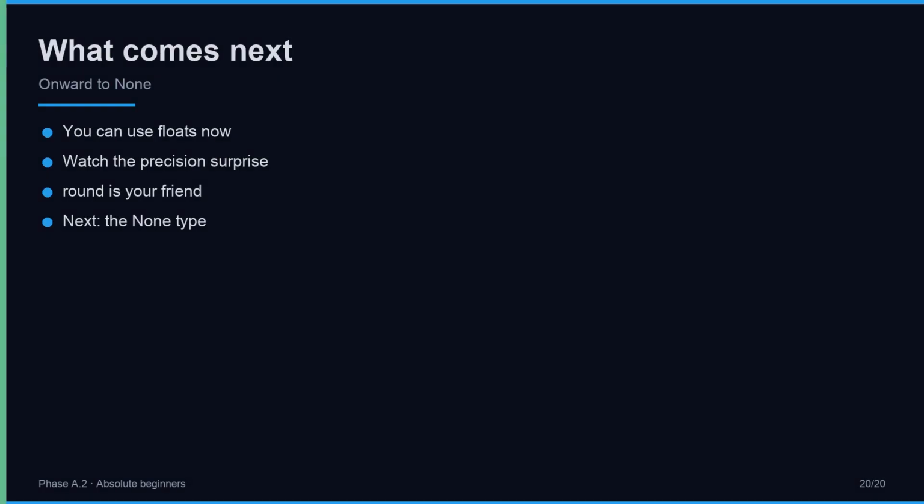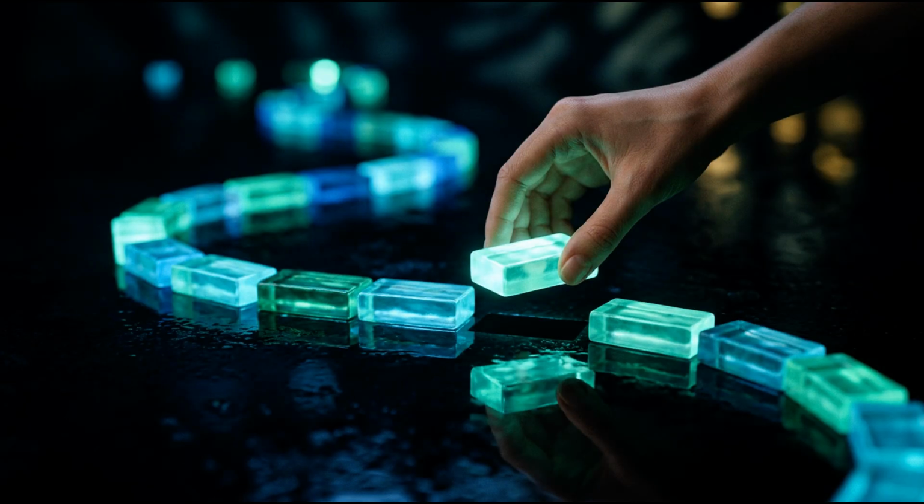Where does this leave us? You now know how to use floats in arithmetic, you understand why a tiny error can hide inside them, and you have round and int and float to keep values tidy. The next lesson changes direction entirely. We meet a value that is not a number at all, but the absence of a value, called none. Take a breath. You just finished the numeric types, and that is a real milestone in learning Python. Onward to none.